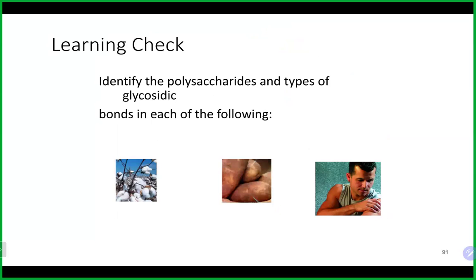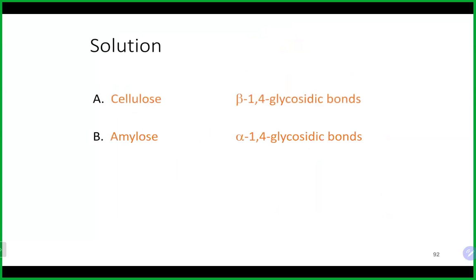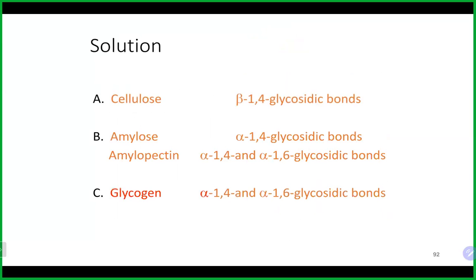Identify the polysaccharides and the types of bonds that are happening in each of these. So let's take a look here. We have our cellulose, which we saw has the beta 1,4. Our amylose has the alpha 1,4, amylopectin has alpha 1,4 and alpha 1,6, and glycogen is the same as amylopectin, but with much more branching happening there. Any questions on that?